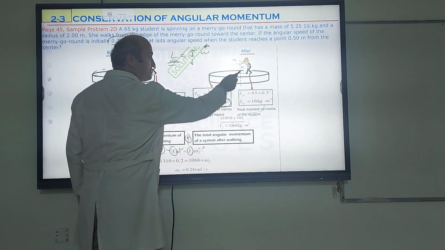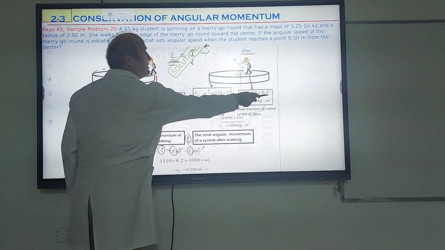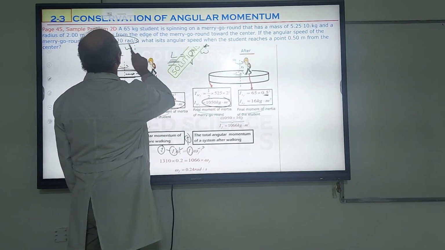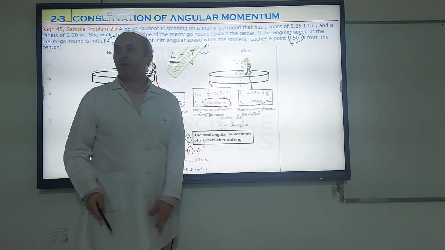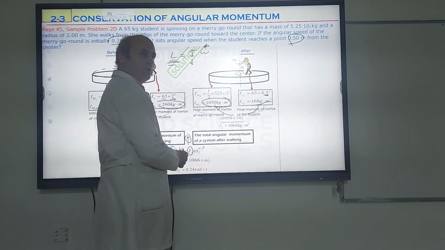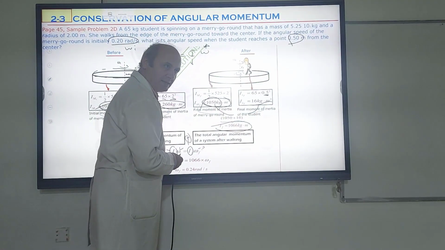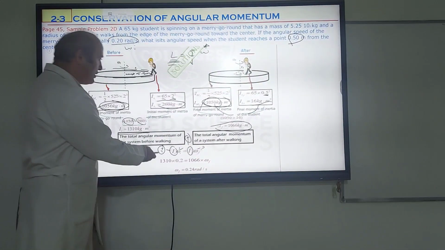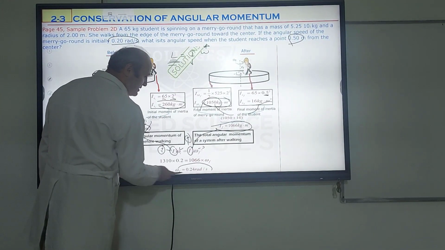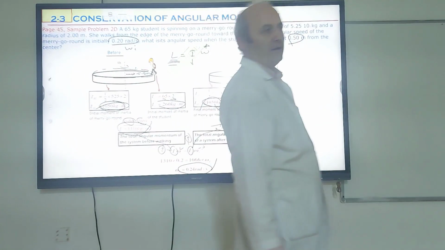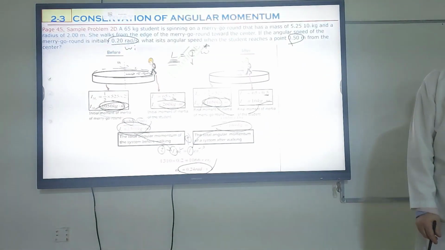But the student's new position is closer, so what happens to the r? It decreases from 2 meters to a point closer, 0.5. So it's going to be 60. The system's final moment of inertia is the sum of these terms, 1050 plus 60, which is going to be 1110. After that, you insert them. This is I initial in here, I final in here. Then you will find the final angular speed for this system. Clear? Do we have a question yet?